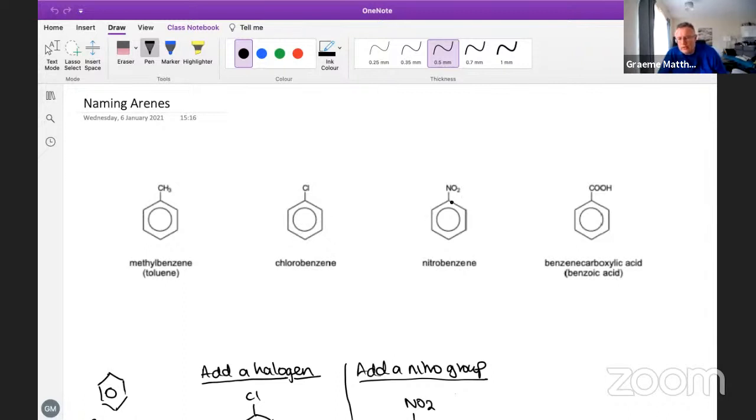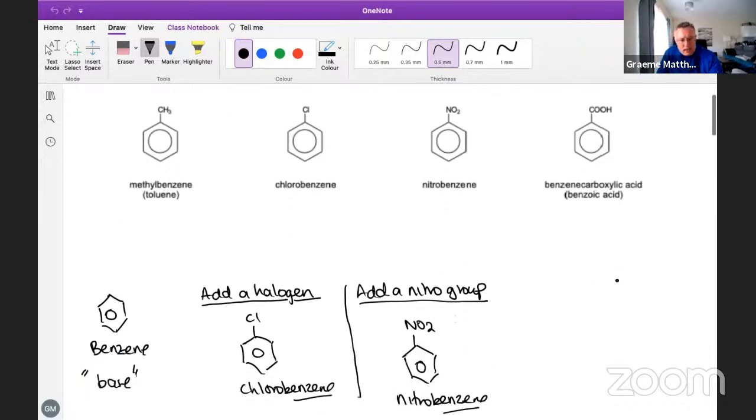Now, next one across then, I put a nitro group. See, it's an NO2 here. I put a nitro group onto a benzene. This is nitrobenzene. And the last one, this is an update. For you modern chemists, I would know this as benzoic acid. You know it as benzene carboxylic acid, right? Okay, so having said that, chemists, here we are.